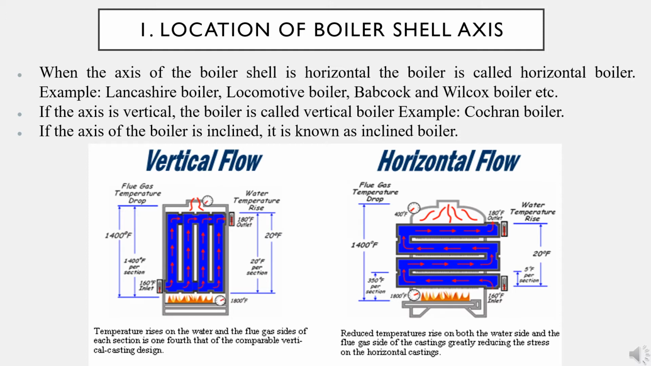Now, which industry will use which type of boiler? In case the usage is much more and the company has a huge amount of area, then a horizontal boiler is preferred because they occupy large spaces. While if the use case is small and the space available is also less, then they'll use a vertical boiler. Now coming to the diagram, we can see that the temperature gradient in the vertical direction is much more in case of a vertical boiler. Therefore, the stress induced on the horizontal castings is much more in a vertical boiler than in a horizontal boiler.